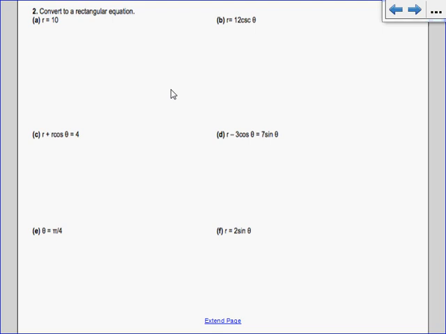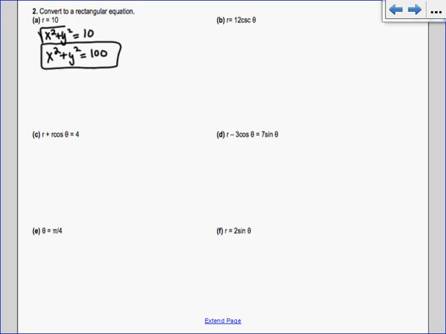So let's go from rectangular to polar. And this method is a little bit harder. So if I have r equals 10, r we know is the square root of x squared plus y squared equals 10. So what I would probably do is write it in the most familiar form possible. So if you square both sides, you'd have x squared plus y squared equals 100, which we can see as a circle.